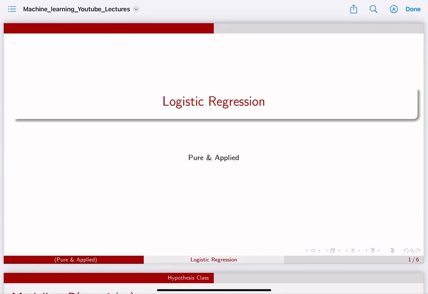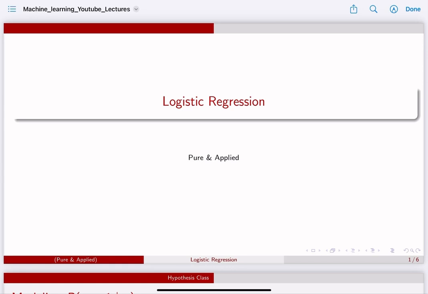Alright, hello and welcome to a new video in a course on machine learning. In a previous video, we discussed the basic introduction to machine learning. We just discussed the linear regression model. And today we're going to be discussing yet another supervised machine learning algorithm, known as the logistic regression algorithm.